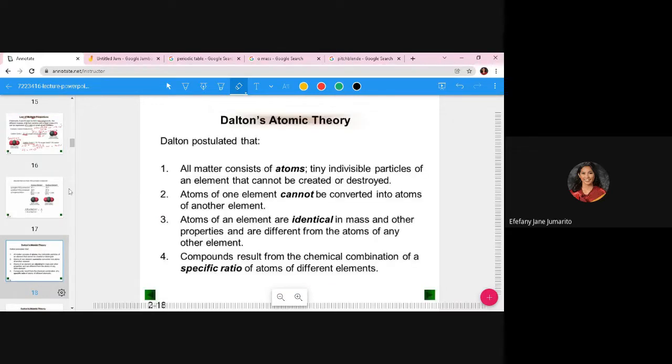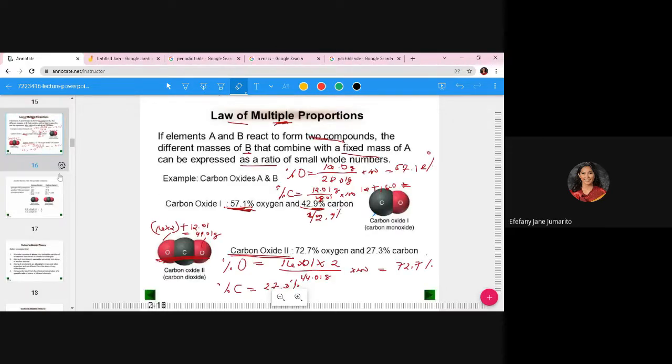Okay, so are you still confused about multiple proportions? If you compare the percent oxygen, they are different. So, multiple.